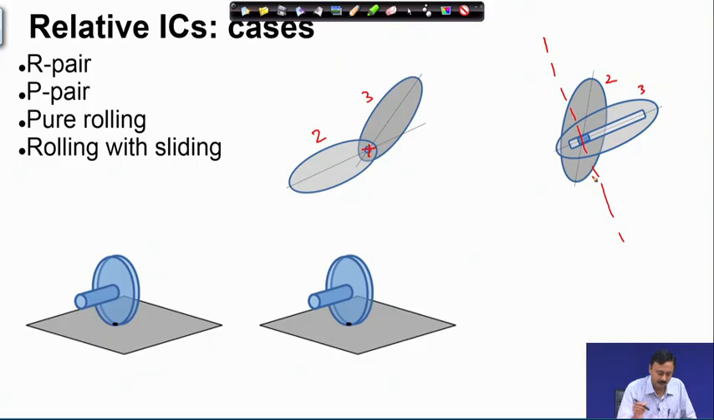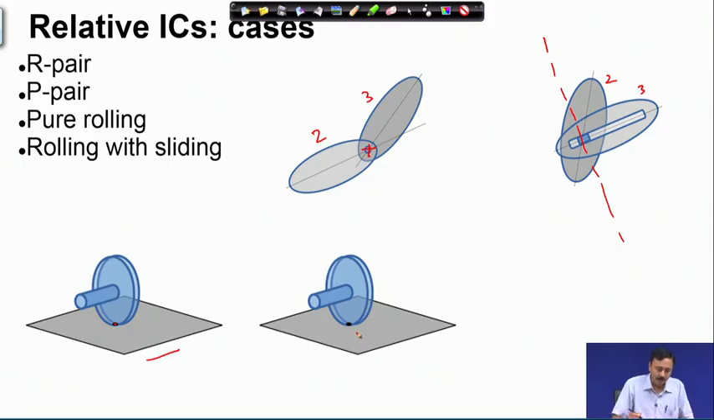The relative IC for a wheel which is in pure rolling, as I have shown here, the relative instantaneous center of rotation between the wheel and the ground is the point of contact itself, because we know that it is purely rolling, there is no slip. Therefore, the velocity of this point of contact is 0, and the ground also has velocity at that point as 0. So, the velocity is matched. So, this must be the instantaneous center of rotation.